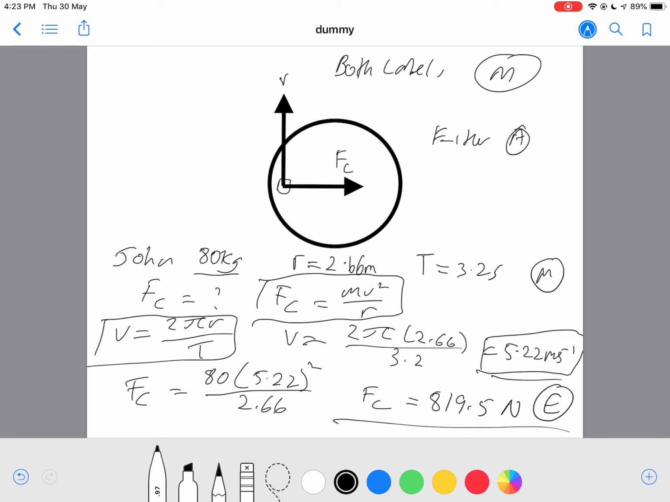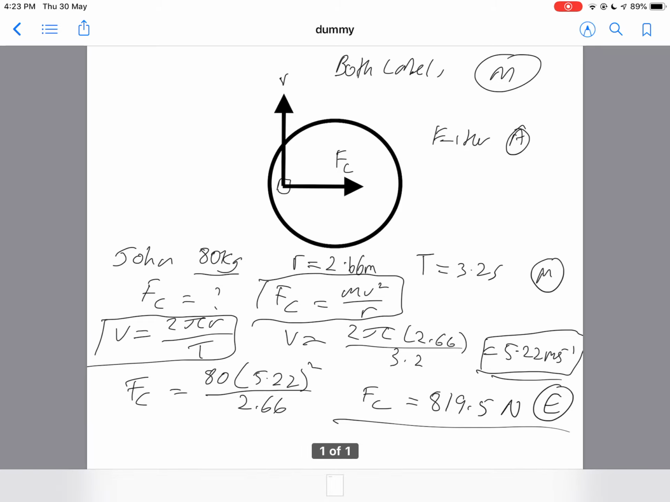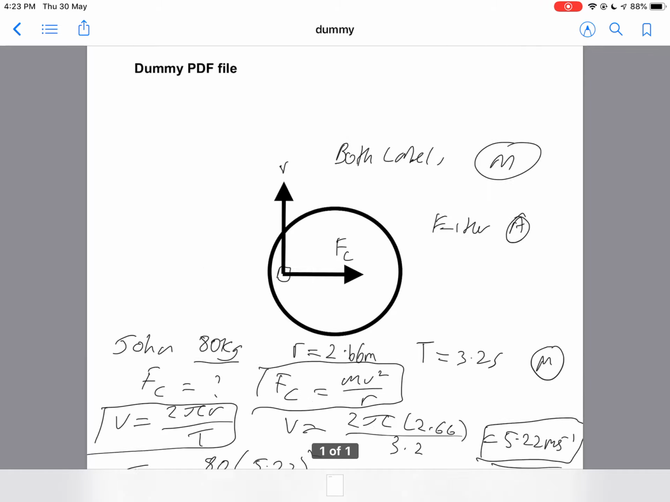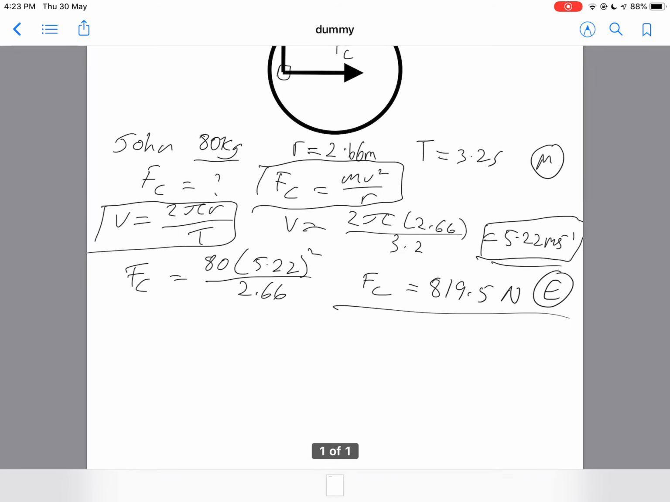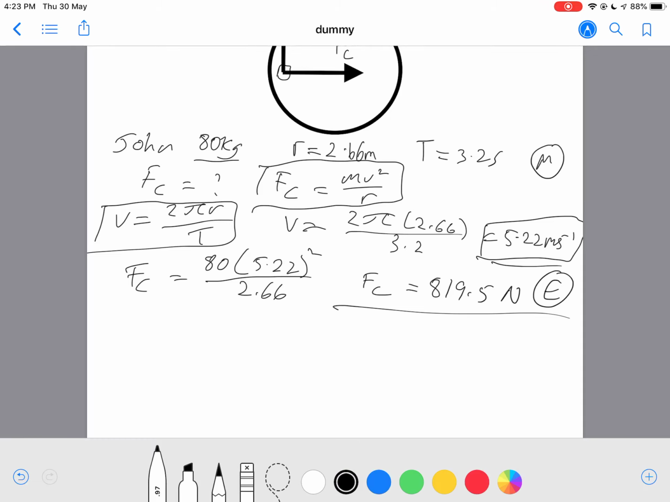Alright, so the next question. It asks why John is accelerating even though he is moving at a constant speed. I'm not going to write everything down, but I'm just going to explain to you what it means. I'm going to jot down some bullet points.